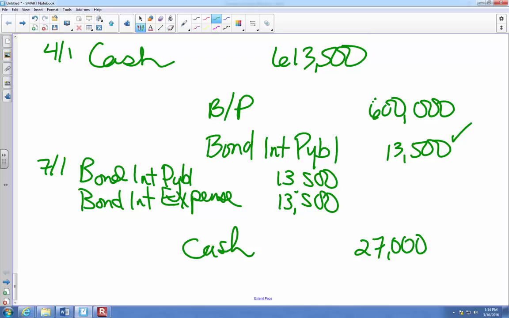So now we're flipping the equation, and this time we're doing the investing. We're investing in stocks. We're investing in bonds. What we just finished doing was we issued stocks and we issued bonds. Now we're on the other end.